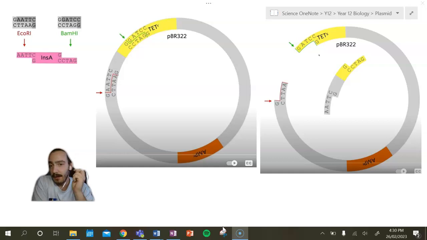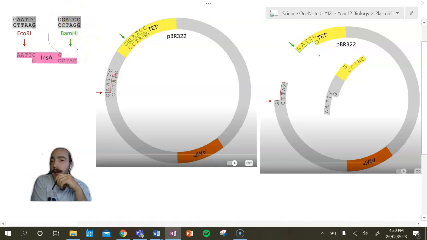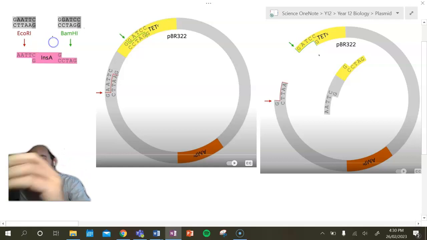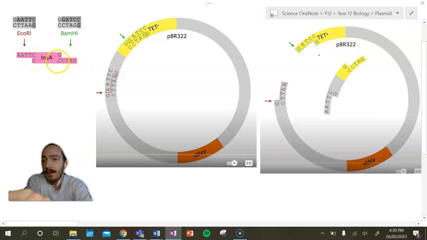So what we see in this picture here, up here with our BamHI and our EcoRI, is that these are restriction enzymes. That's the name of the restriction enzyme. So if you had a question saying, what is EcoRI made up of? You would know that it's protein because it's an enzyme. These restriction enzymes are going to cut at very particular base sequences. We can see it's AATTC and GATCC going backwards for BamHI.